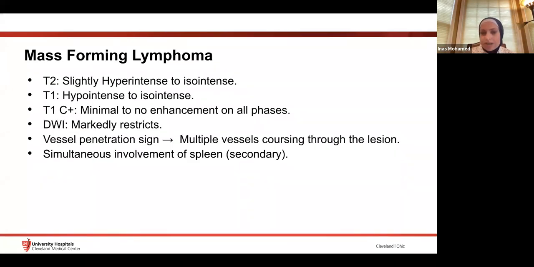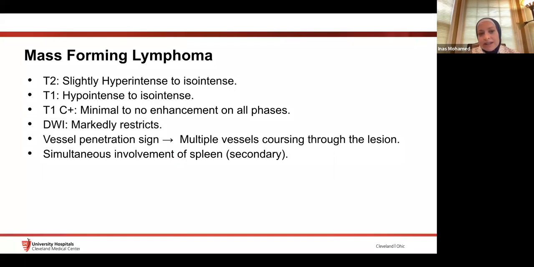So what we just saw is a mass-forming lymphoma, T2 slightly hyperintense to iso-intense. This one was a little bit more hyperintense. That's why it messed us up. We didn't put the diagnosis. The T2 signal for this mass was more than we expected for a lymphoma. Lymphoma is usually these subtle T2 hyperintense lesions, but as we always say, the lesions don't read the books, so it doesn't usually follow the criteria in the book.